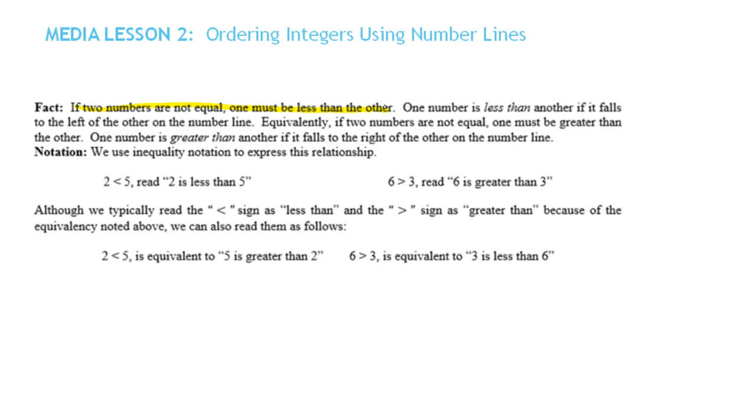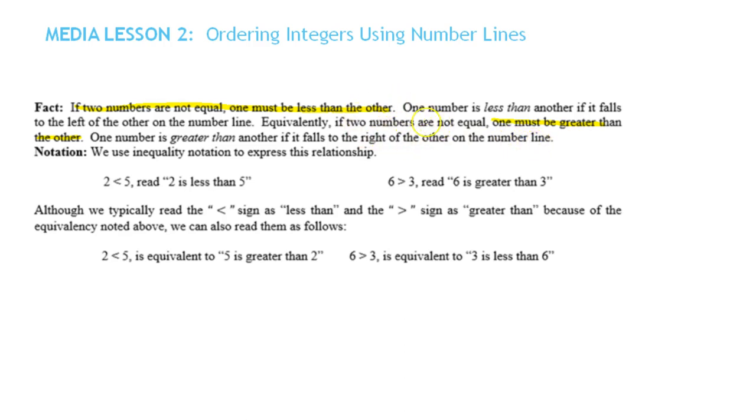So unlike, say, colors, if we had green and blue, they don't have ordering, meaning one isn't less than another, but with numbers we do have that property. One number is less than another if it falls to the left of the other on the number line. Equivalently, we can also say that if two numbers are not equal, one must be greater than the other. And one number is greater than another if it falls to the right of the other on the number line.